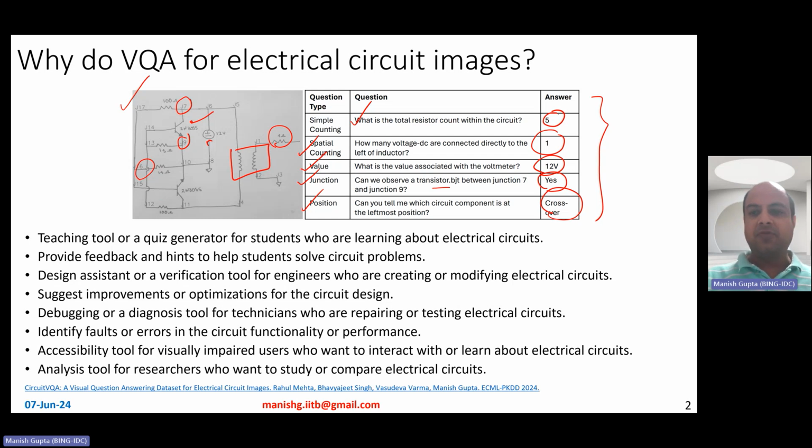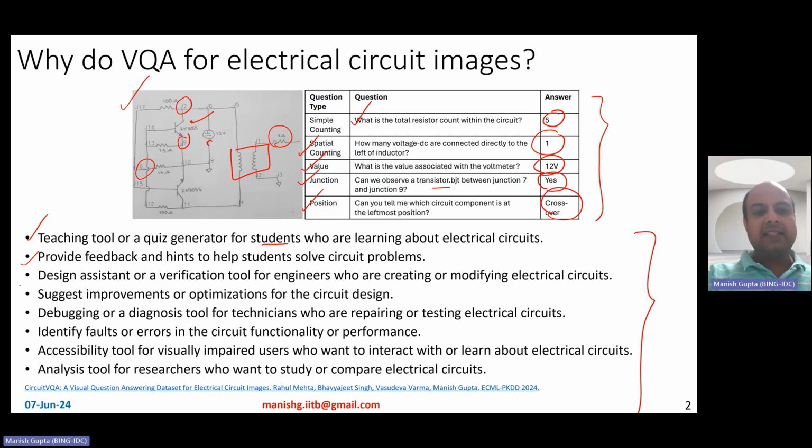Now, these kinds of things are useful in several scenarios. They could be useful for students, as a teaching tool or a quiz generator for students who are learning about electrical circuits, providing feedback and hints to help students solve circuit problems. The question answers that you see here are very preliminary. They're not really applying Ohm's law or Kirchhoff's law and so on, but still, to a certain level, they're useful.